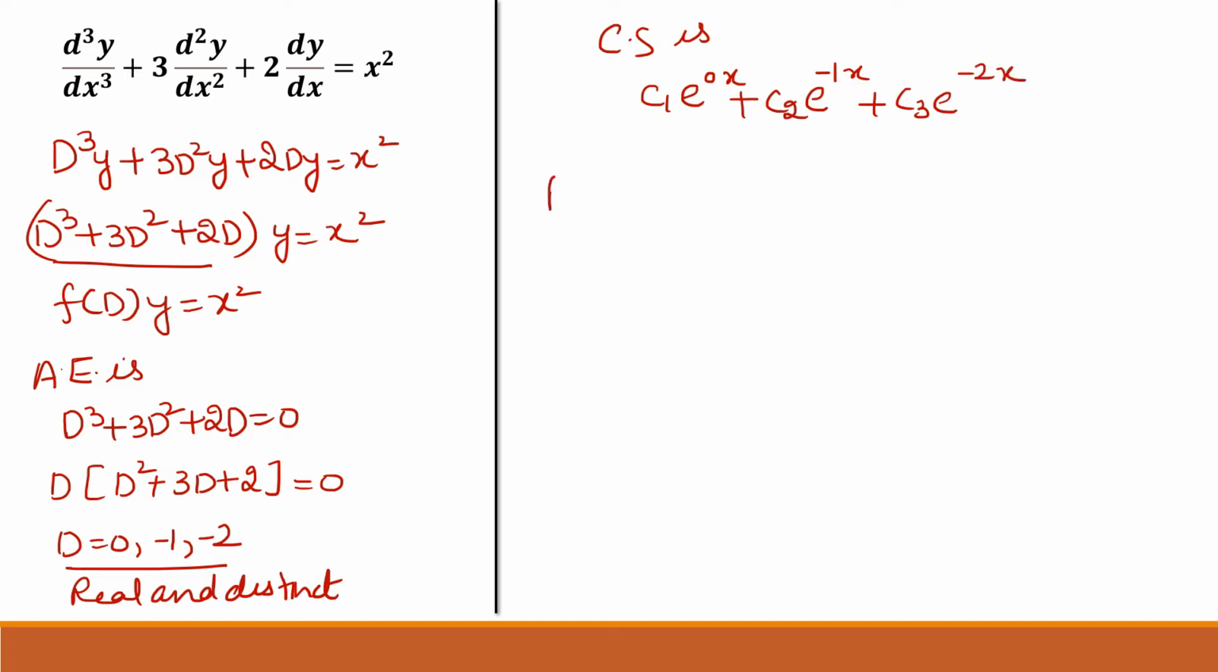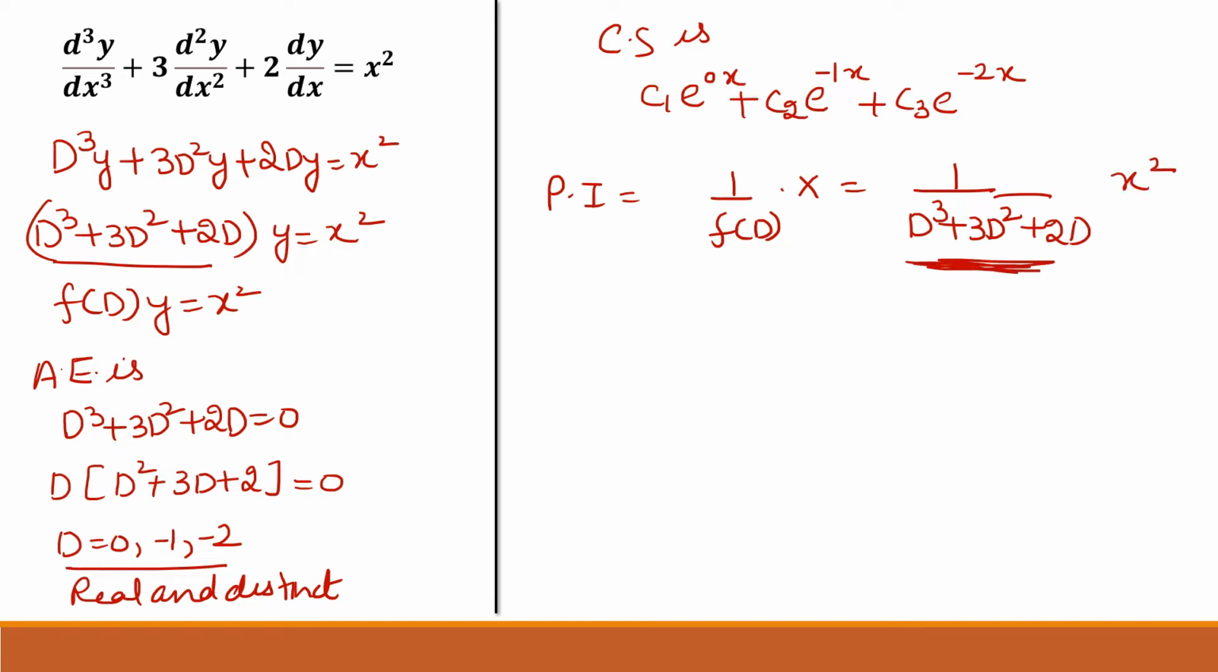Now next is the particular integral. The particular integral is 1 over f of D into capital X. So what is our f of D? That is D cube plus 3D square plus 2D, operating on x square. Here we need to convert this into the form 1 plus some function of D, to some power n. In order to have 1 here, we need to take common the term which has the minimum power of D. Which term has the minimum power out of these three? Obviously 2D has the minimum power.